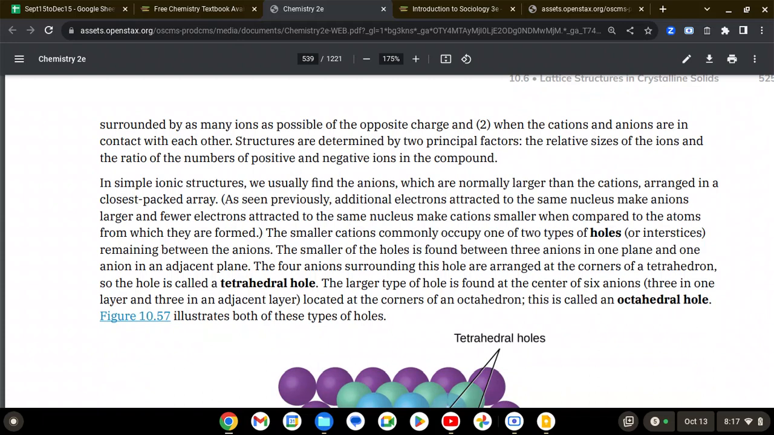A larger type of hole is found at the center of six anions, three in one layer and three in an adjacent layer. Located at the corners of an octahedron, this is called an octahedral hole. Figure 1057 illustrates both these types of holes.